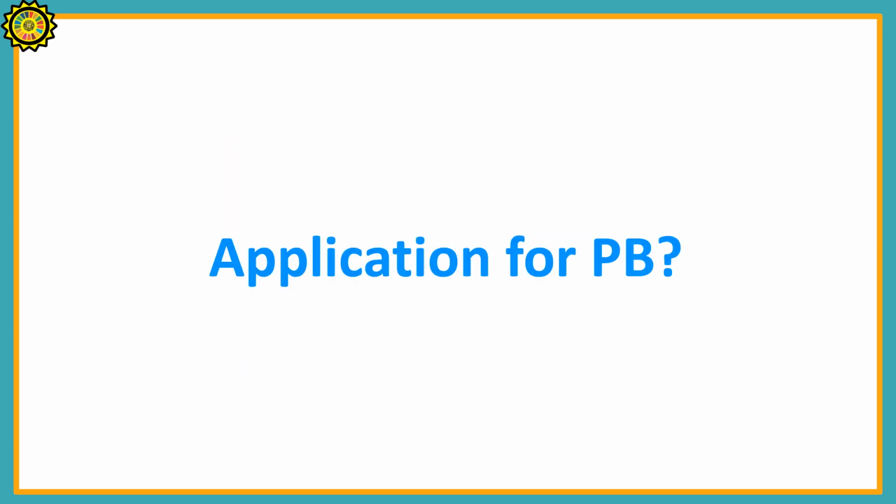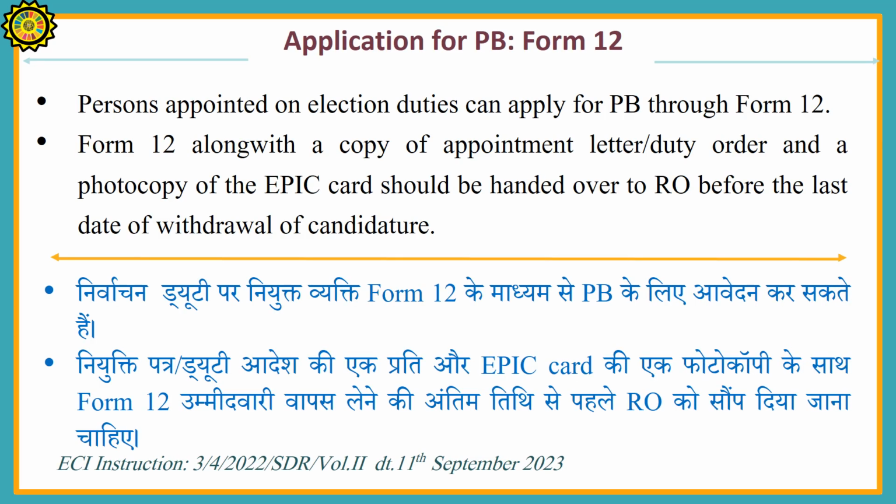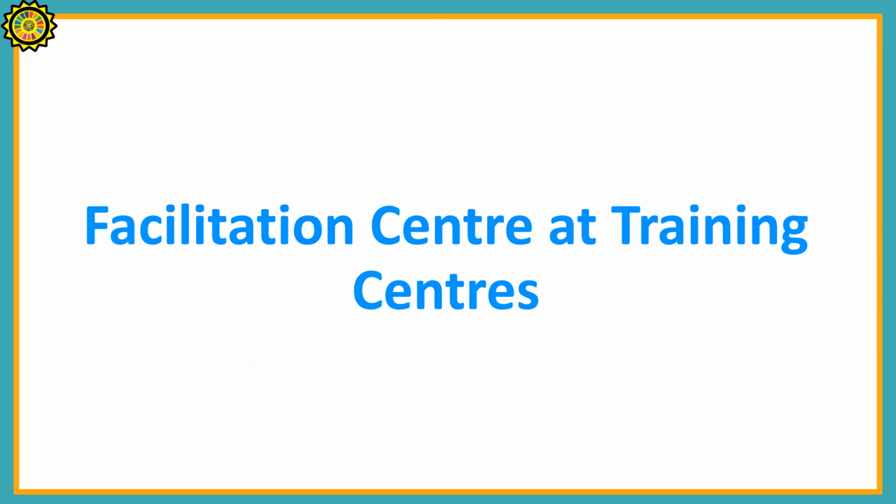Application for postal ballot. Persons appointed on election duties can apply for postal ballot through Form 12. Form 12, along with a copy of the appointment letter of the duty order and a photocopy of the EPIC card, should be handed over to the returning officer before the last date of withdrawal of candidature. Facilitation Center at the training centers.